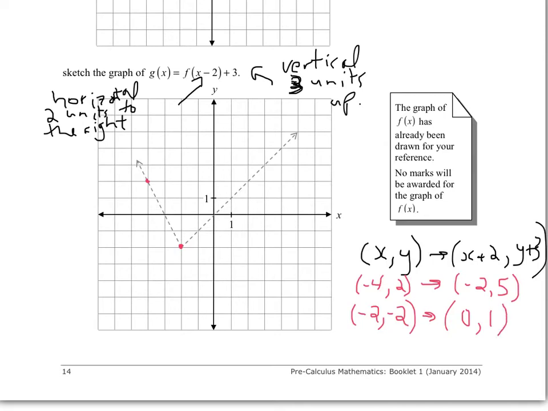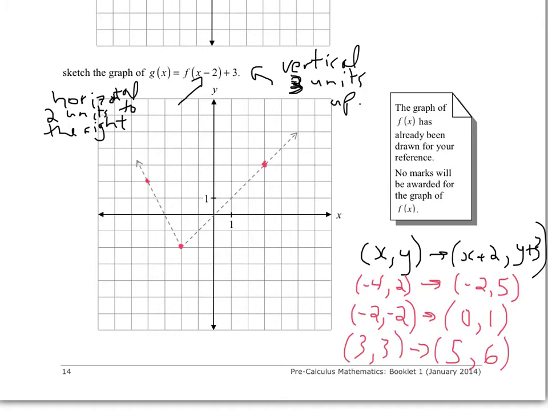And lastly, I'll pick this point right here. This point is 3, 3. So the equation of that is actually y equals x, isn't it? So (3, 3), and if we move that 2 right and 3 up, it'll be (5, 6). Right? 3 plus 2 is 5, and 3 plus 3 is 6.